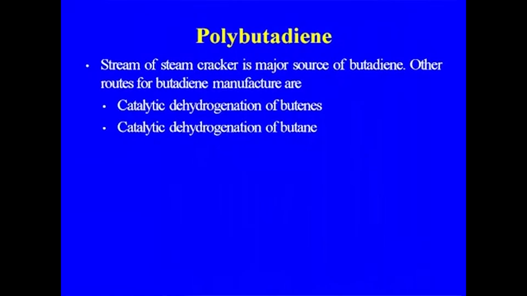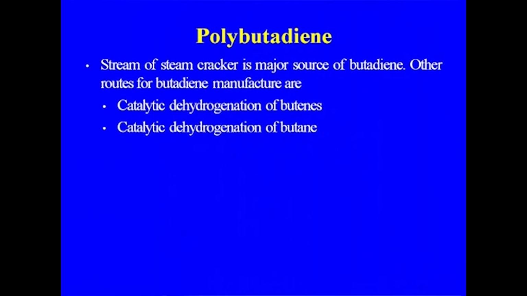Now, let us discuss the polybutadiene, because this is another important derivative of butadiene, and at the same time one of the important synthetic rubbers. Before going into detail about the polybutadiene process, let us discuss what are the sources of butadiene. Although I have discussed this while discussing petrochemicals, the steam cracker is the major source of butadiene.